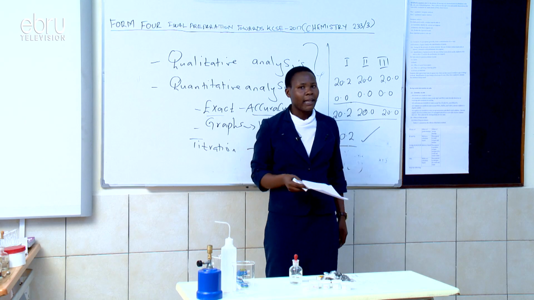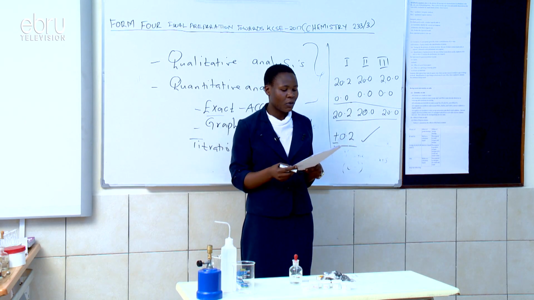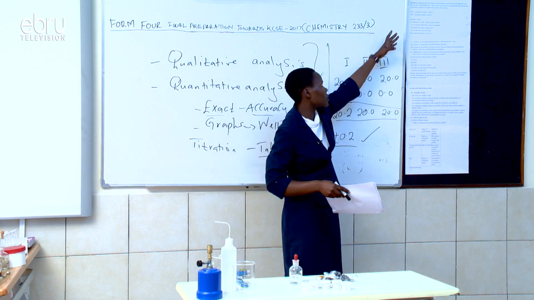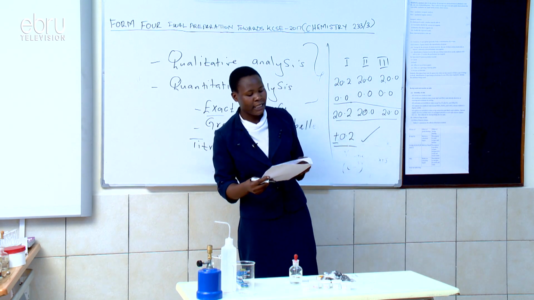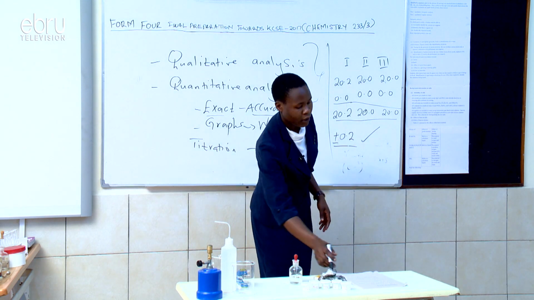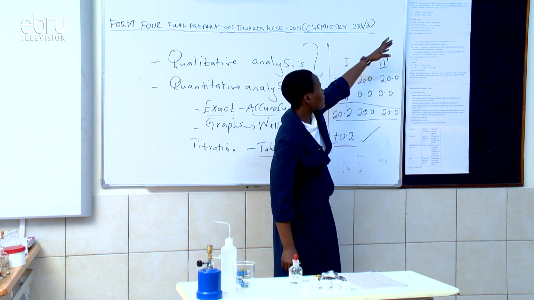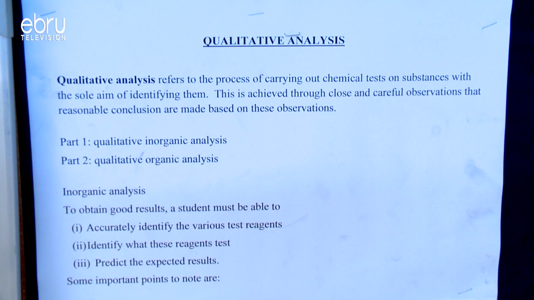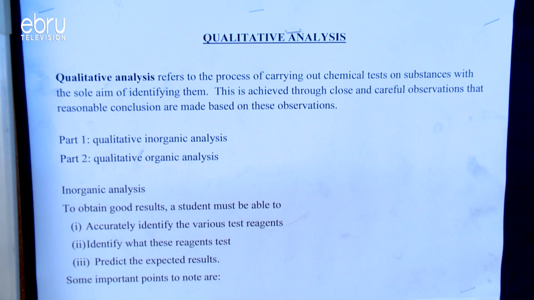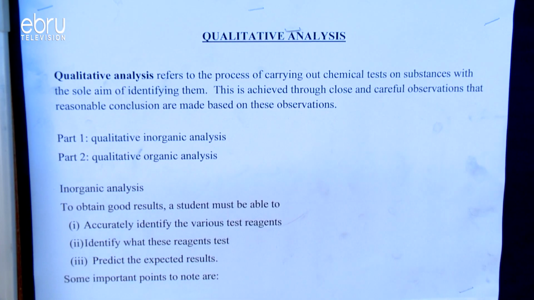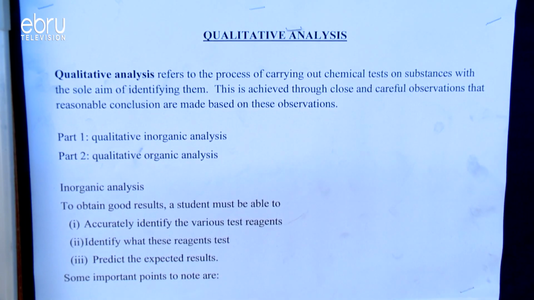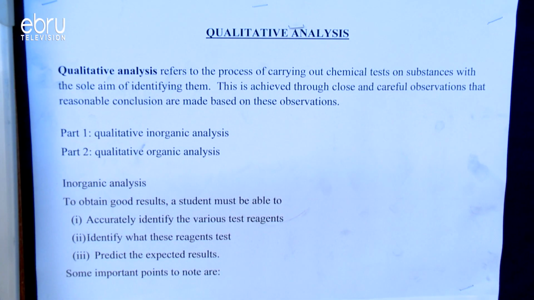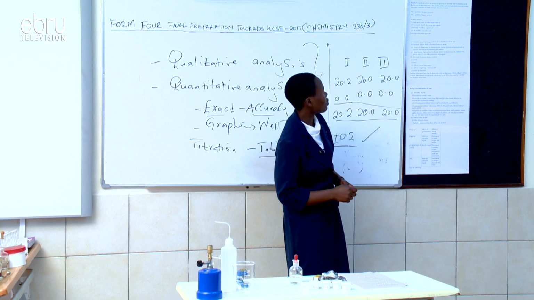So for quantitative analysis, we are not going to look much into it today. Our main discussion today is basically qualitative analysis. So qualitative analysis refers to the process of carrying out chemical tests on substances with the sole aim of identifying them. And this is achieved through close and careful observations that are reasonable, and conclusions are based on these observations.